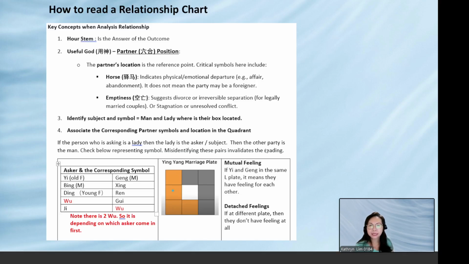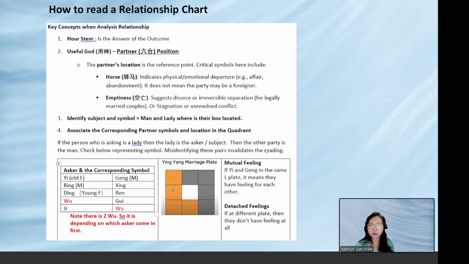Point three is that we need to identify the subject and the symbol. The subject means the man in question or the lady in question, and the asker, where they are located, and where the other party is located. We need to identify them, so we have to associate. How do we do that?